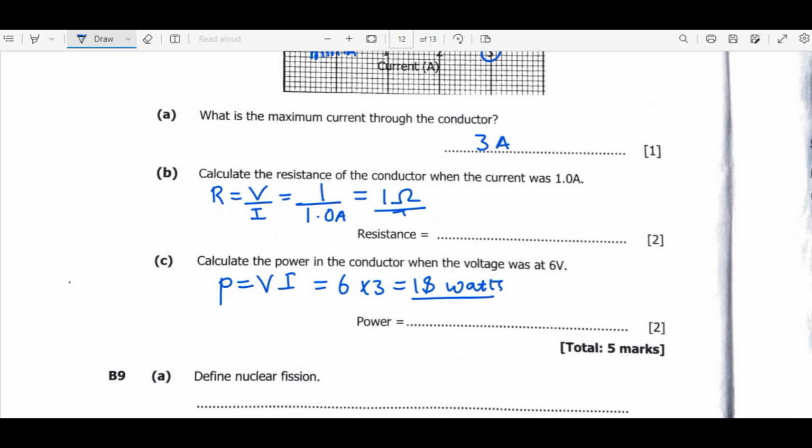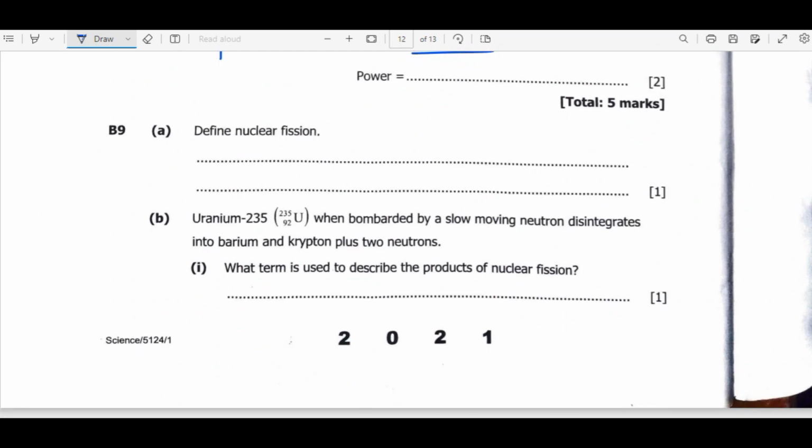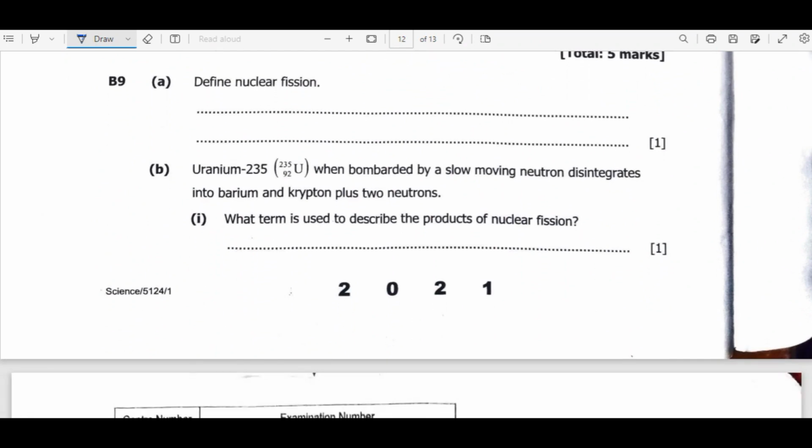Okay, we move on to the last question. So last question, we are dealing with radioactivity, where we are looking at fission and fusion, but our focus is on fission. So fission is the splitting of an atom after bombarding with a moving neutron. Then fusion is joining. So please remember these two terms.